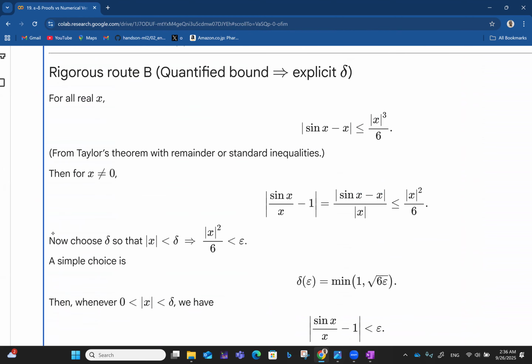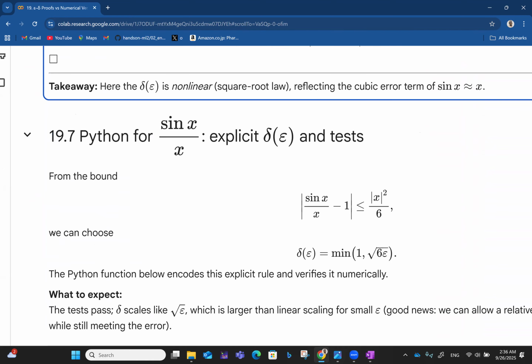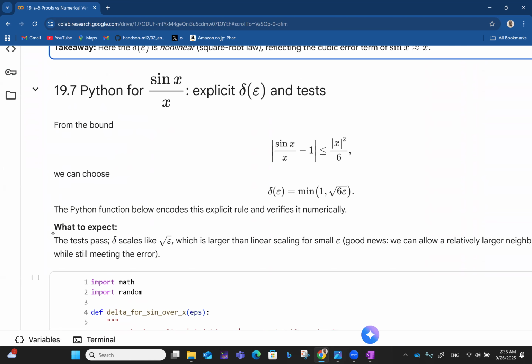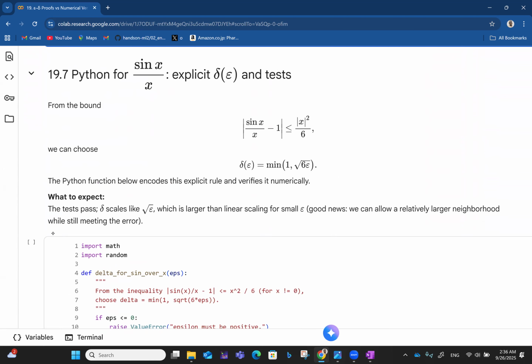So let's look at the same thing, except that here we look at it from the lens of numerics using Python. Here we have Python for sine x over x, with explicit delta of epsilon and test. From the bound that absolute value of sine x over x minus 1 is less than or equal to absolute value of x squared over 6, we can choose that delta of epsilon is the minimum between 1 and square root of 6 epsilon. So the Python function below encodes this explicit choice and verifies it numerically.